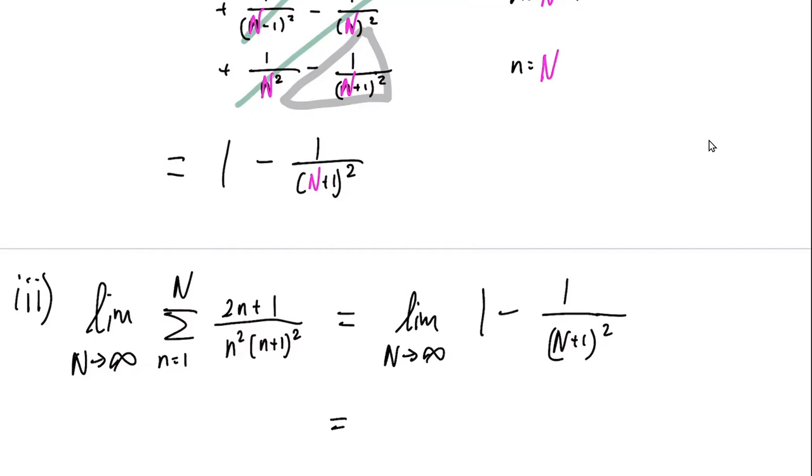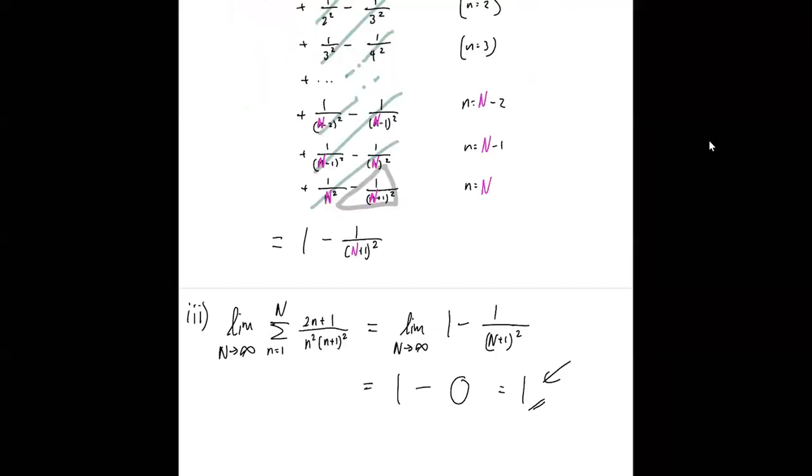What do we get? So here 1 is not affected by capital N, so it just stays at 1. Minus away, take the limit of this fraction. If the denominator goes to infinity, infinity squared is just very, very big positive. 1 over a big positive is just 0. So 1 minus 0, which is equal to 1. Okay, so that's why it is convergent. It converges to a value 1. Okay, that is part 3.